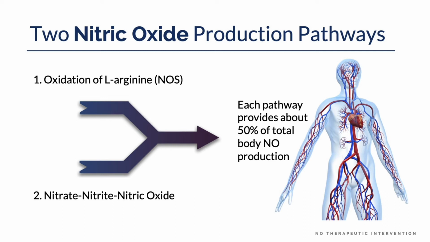Each pathway provides about 50% of the total body nitric oxide production. One can compensate for the other, but when you lose the function of NOS and when you disrupt this pathway, here you get complete nitric oxide deficiency. And that's when bad things begin to happen.